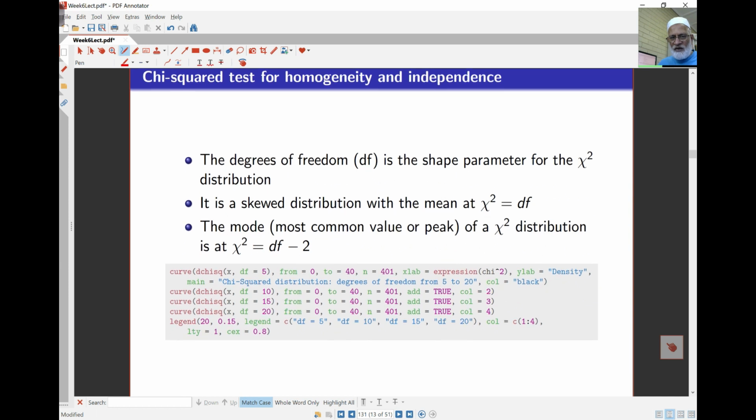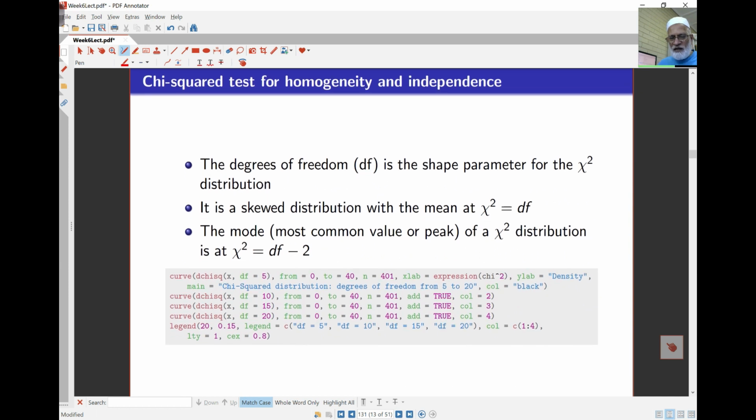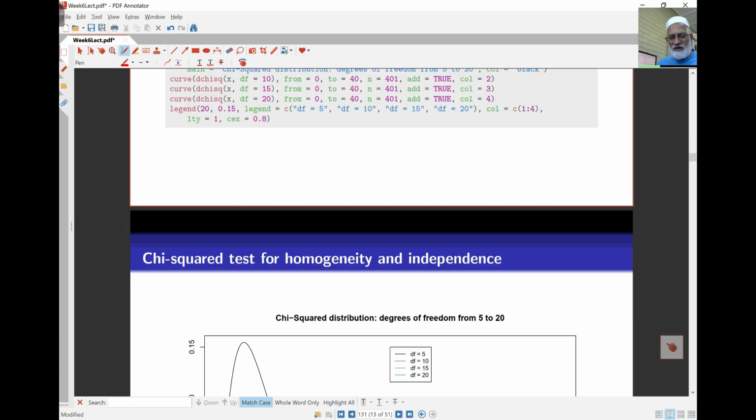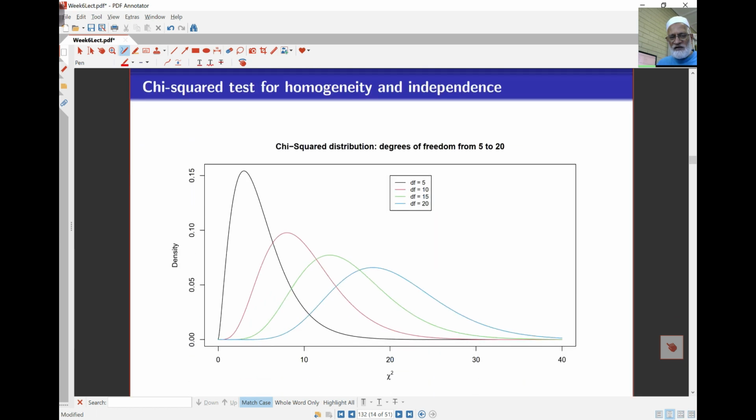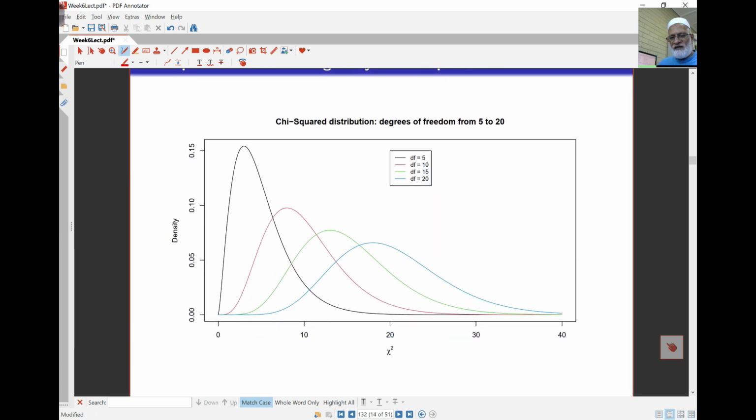So let's see what this chi-squared distribution looks like. The parameter here for the chi-squared distribution is degrees of freedom. We saw that the normal distribution has a mean and a variance, binomial has n and p, and Poisson has a mean, and so on. Here for the chi-squared distribution, the degrees of freedom is the parameter. What we can do here is just plot this. So here are the plots for various degrees of freedom: 5, 10, 15, 20.